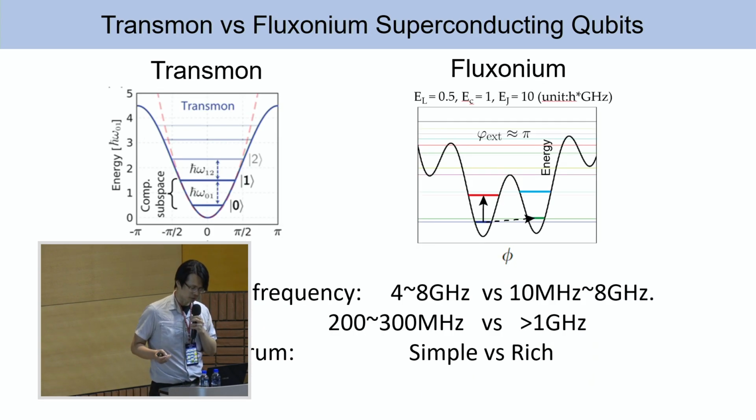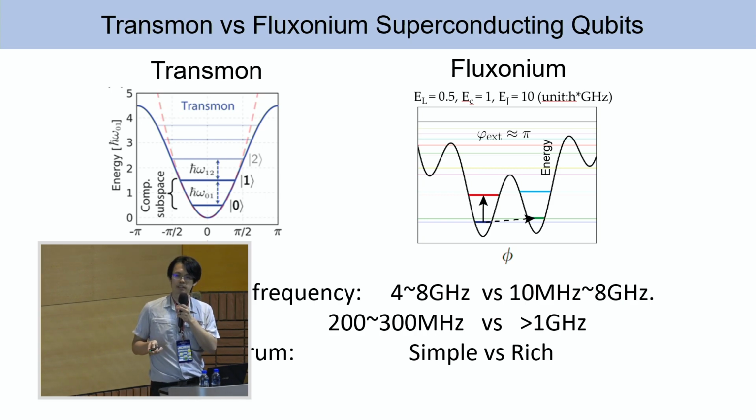So here are some of the numbers. Typically for transmon qubits, the transition frequency is set around 4 to 8 gigahertz. But because the potential can be changed very differently in fluxonium, the frequency can be like 10 megahertz and even go to 8 gigahertz, where 8 gigahertz is at the integer flux quanta.